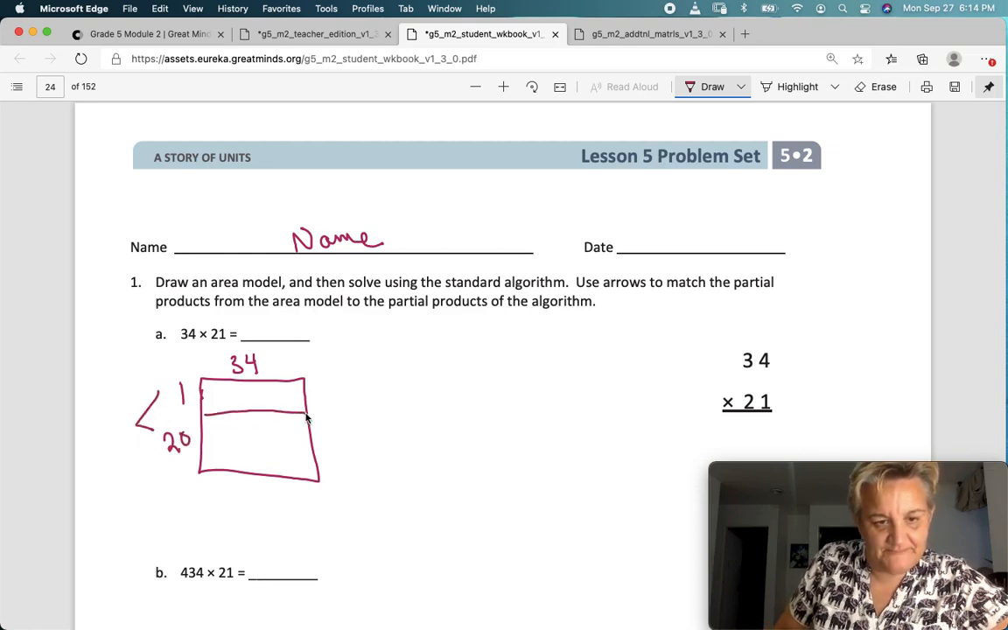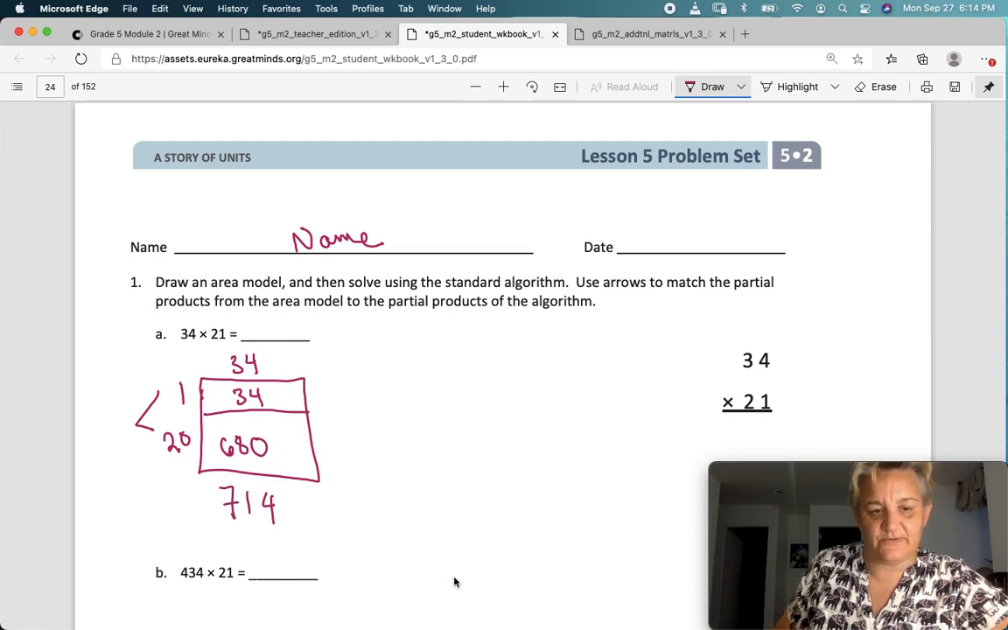I'm going to break this apart because 1 times 34 is really easy to multiply. 1 times 34 is 34. And 20 times 34 is also pretty easy because 2 times 34 would be 68, and the 10 there is going to make it 680. Then adding 4 and 0, 4, 8 plus 3 is 11, carry the 1, is 714. That was my area model. I multiplied the 1s, and then I multiplied the 20, which is also in the tens place.